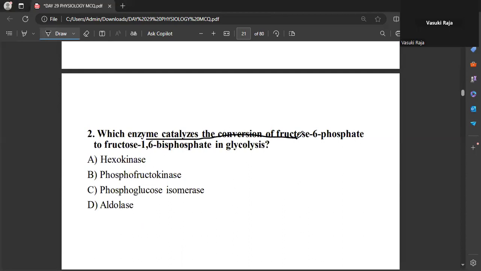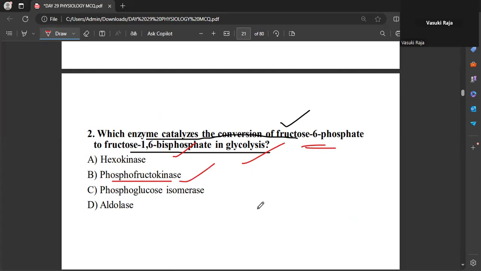Which enzyme catalyzes the conversion of fructose 6-phosphate to fructose 1,6-bisphosphate in glycolysis? Here, one more phosphate group is getting added. So definitely the enzyme has to end with kinase. So what will be the name of the enzyme? That will be the phosphofructokinase enzyme.